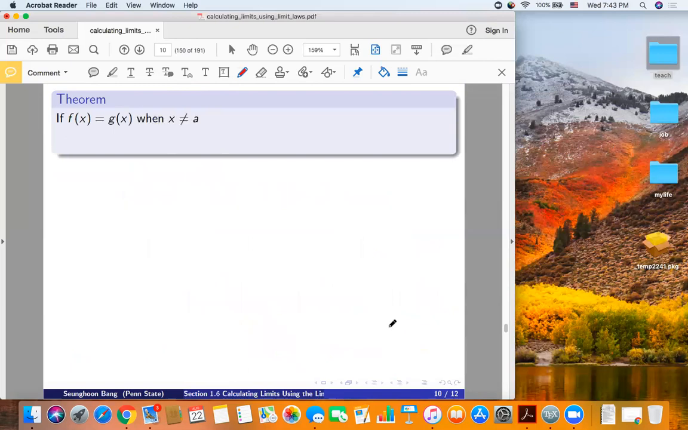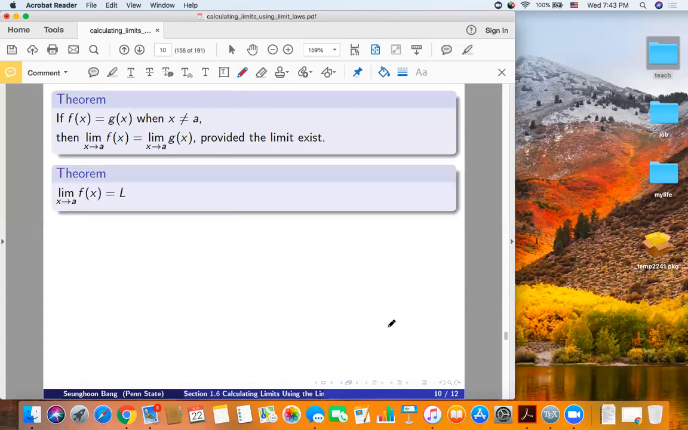The next, the theorem. If f of x equals g of x when x is not equal to a, then taking the limit, they are always the same. So next theorem: the limit of f of x equals L if and only if the left-hand limit equals the right-hand limit. The left-hand limit is exactly the same as the right-hand limit, and the answer is the same L. So automatically the limit as x approaches a is L. So we have one good theorem.